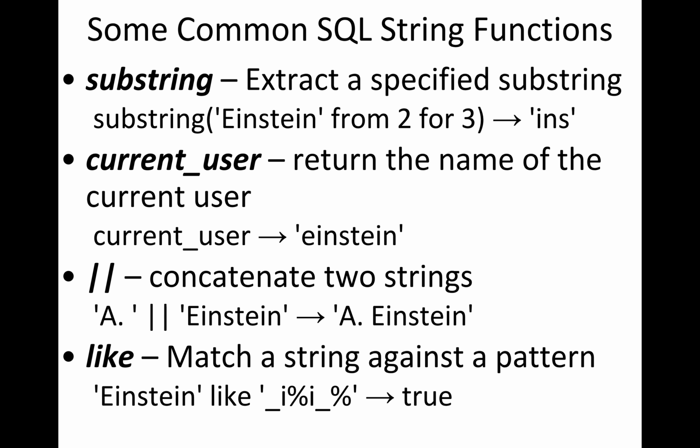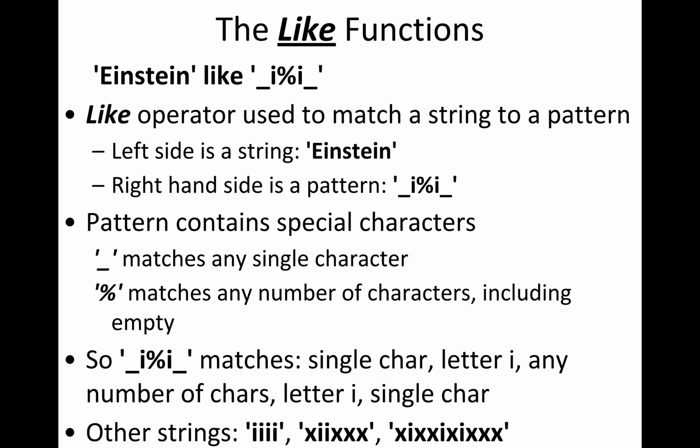Pattern matching allows you to match fields against a particular pattern, and retrieve whether a particular string matches a particular pattern. Very, very powerful, very expensive too. Here's an example of matching Einstein with _i%i, where underscore matches any single character, and percent matches any number of characters. So here we're saying any letter followed by I, followed by any number of letters, followed by I. So the second I and the second-to-last I, something that matches like that. So certainly Einstein matches that.